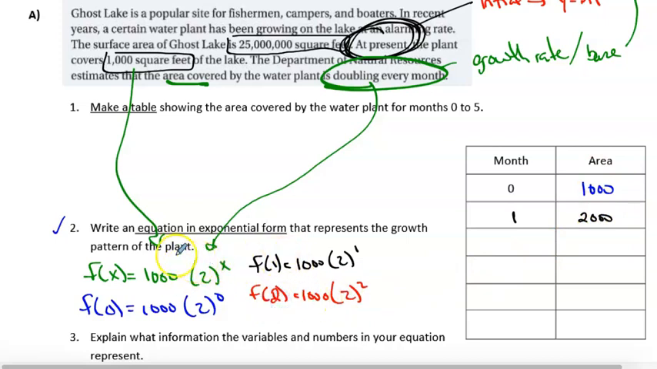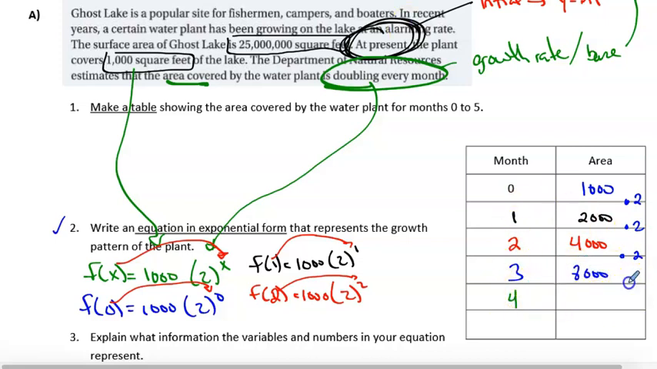Remember, this number goes in here, it gets plugged in for x. So I plugged in 0, as 0 goes here, 1 goes there, 2 goes there, 2 squared is 4, 4 times 1,000 is 4,000. All right, and again, the growth factor is 2, so you know that each time you increase by 1 on the x, your y's will double. All right, so follow that pattern all the way down. Every time your month increases, the area of the lake that's being covered also increases by a multiple of 2.